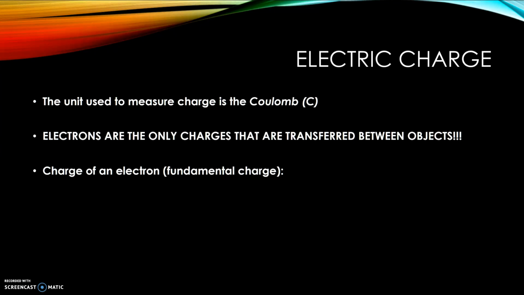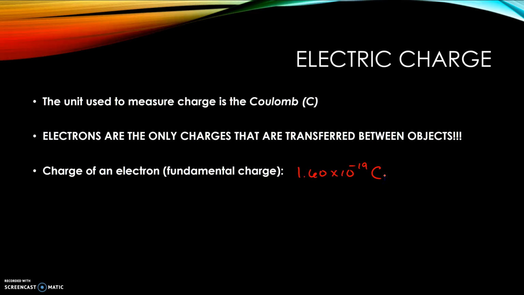Now, as I said, the unit of a coulomb, it's a lot of charge. And to show you why that is, let's look at the charge of a single electron. This is the smallest unit of charge that things can come in. And the charge of a single electron is 1.60 times 10 to the minus 19th coulombs.